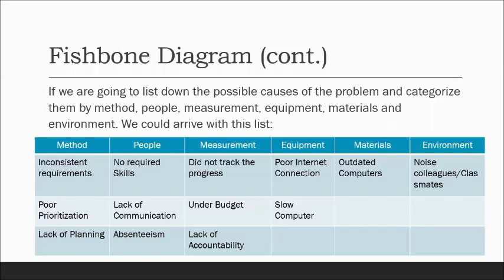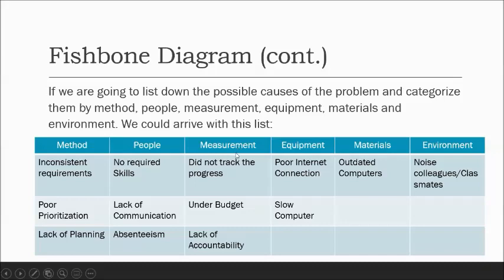Okay? So, yan. Equipment, poor internet connection, slow computer. So, this is under equipment. Materials, outdated computer. Kasi nga, mabagal yung inyong laptop or computer. Environment, hindi ka makagawa ng project nyo kasi ang iingay sa computer lab. Okay? So, ito yung possible causes, okay, based doon sa situation and based din dito sa per area ng cause and effect diagram or fishbone diagram.